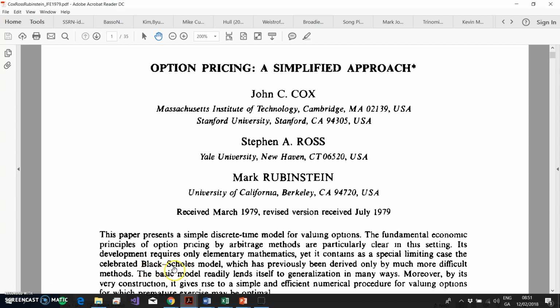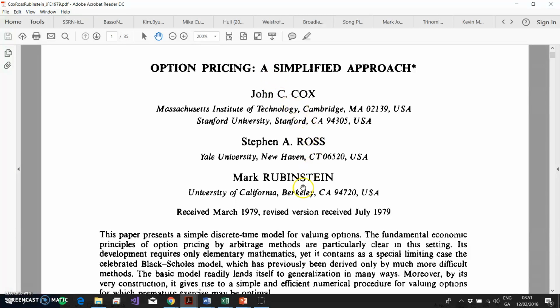despite the fact that Black-Scholes is more complicated or requires a more complicated type of derivation. In contrast, Cox-Ross-Rubinstein derivations can be done with relatively simplified mathematical approaches.